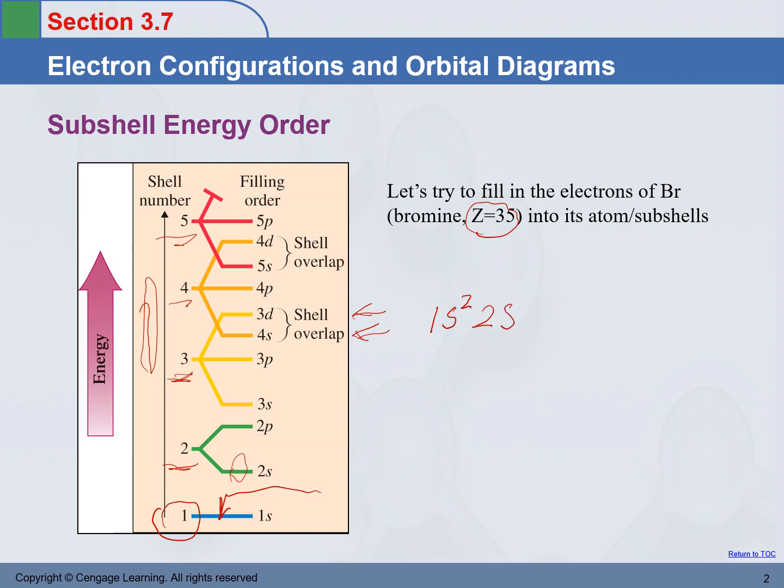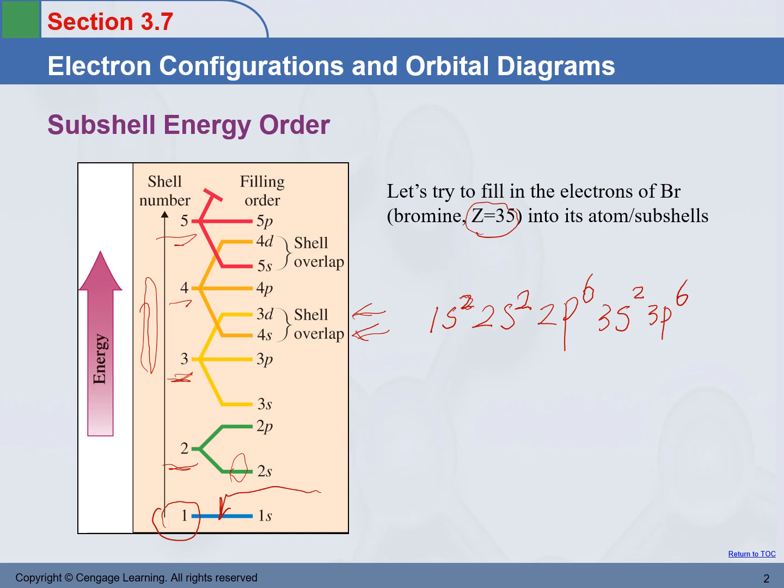And how many will stay there? It can hold up to 2. We have way more than 2. We have 35 altogether. Now 2 are in 1s, we have 33 left. So 2s is going to take 2. After 2s, electrons will go to 2p. 2p will hold up to 6, remember? And we have way more than 6, so 2p will take 6. Next, 3s is going to take 2. 3p is going to take 6.